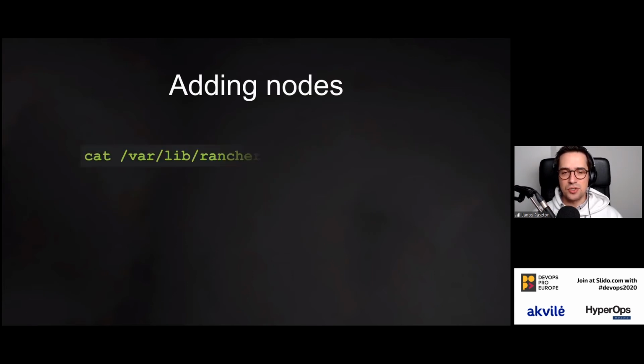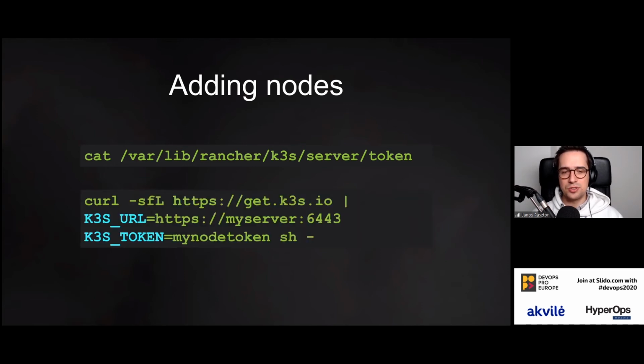So adding nodes is also rather simple, because on the master node, you simply have to cat /var/lib/rancher/k3s/server/token. That will give you a token. And then on the new node you want to add, you can run the same script with some environment variables, and that will connect, instead of installing a local k3s, it will connect to the k3s master.